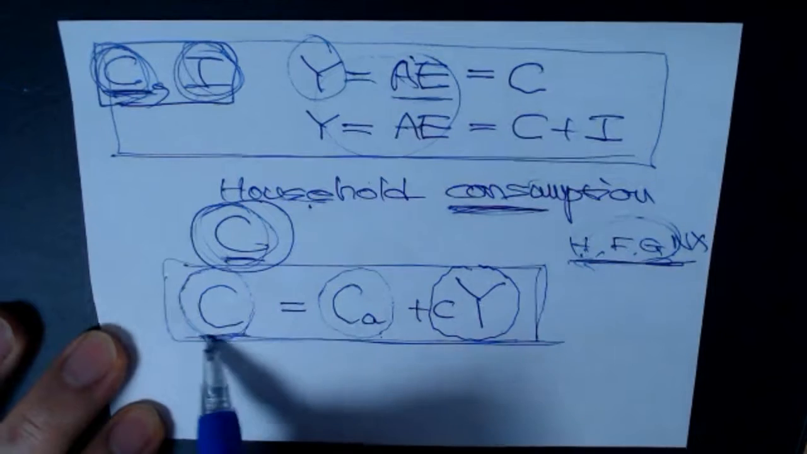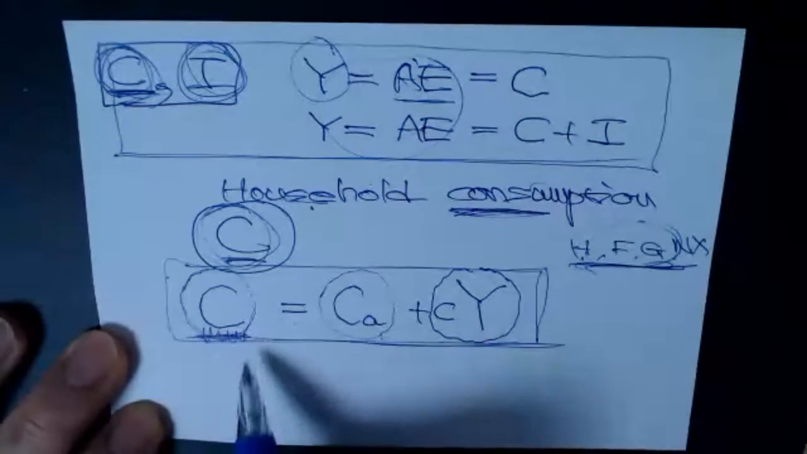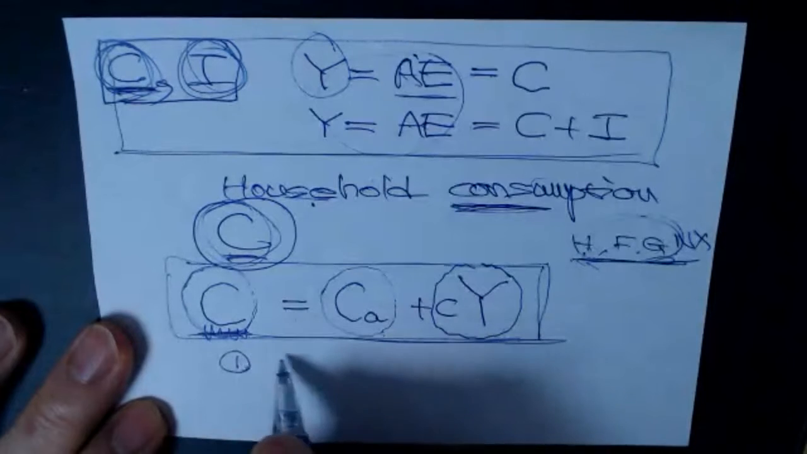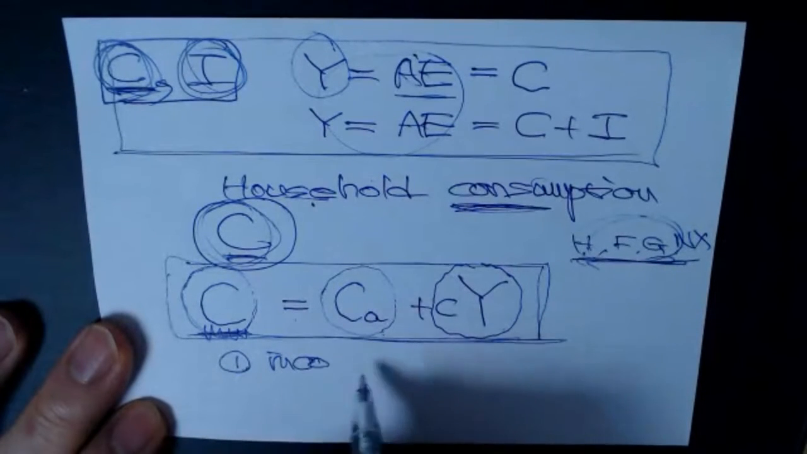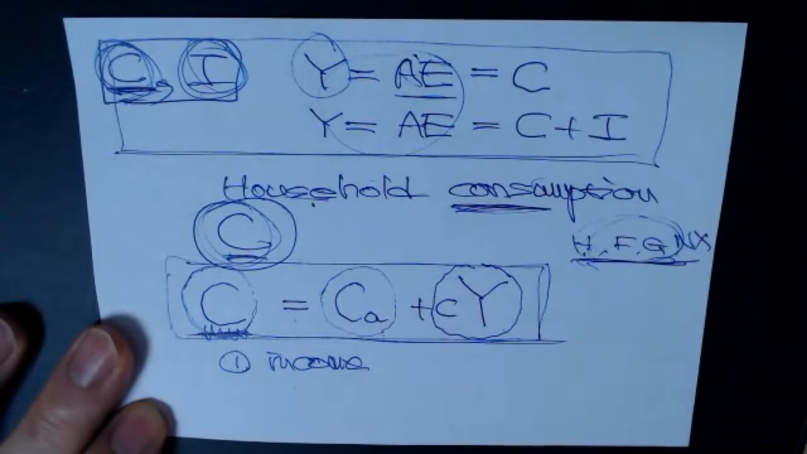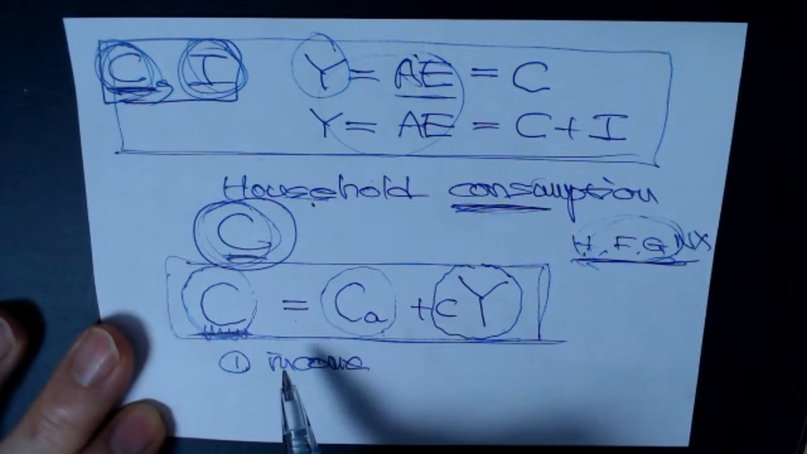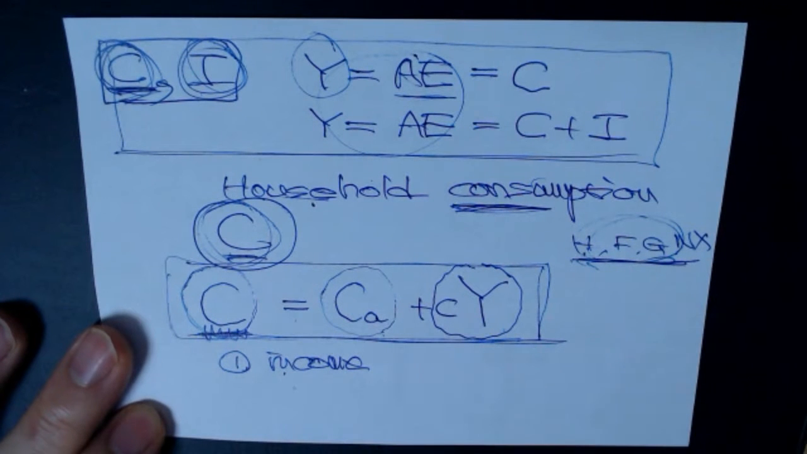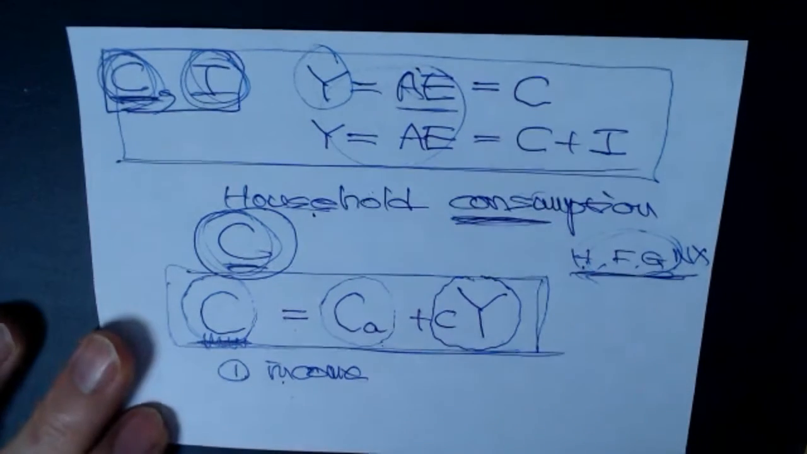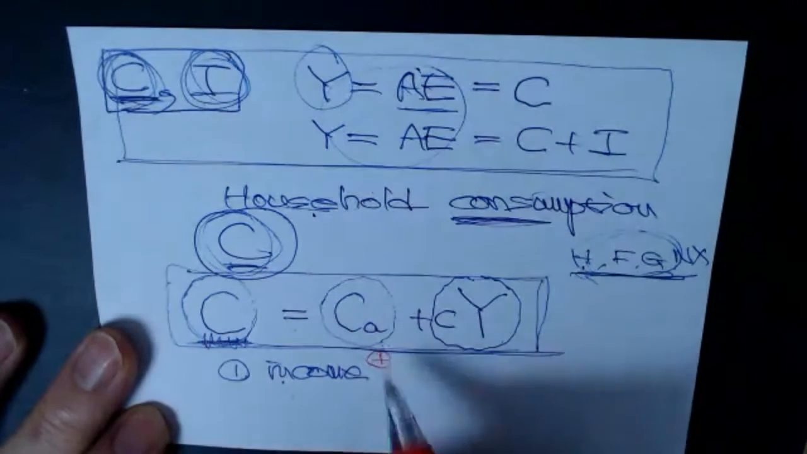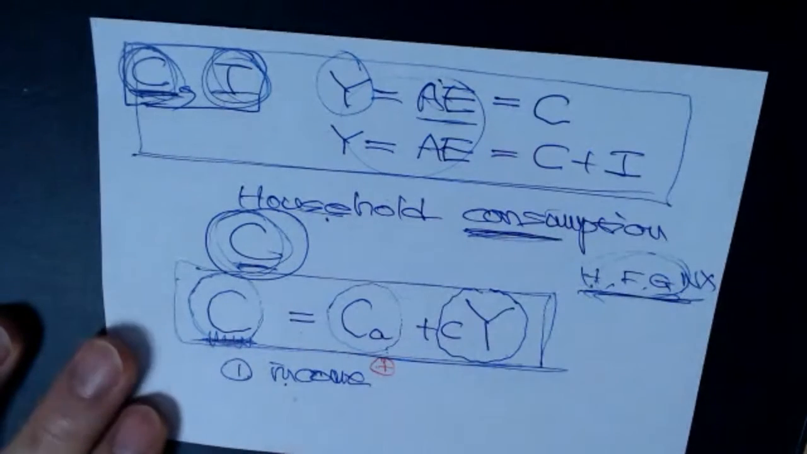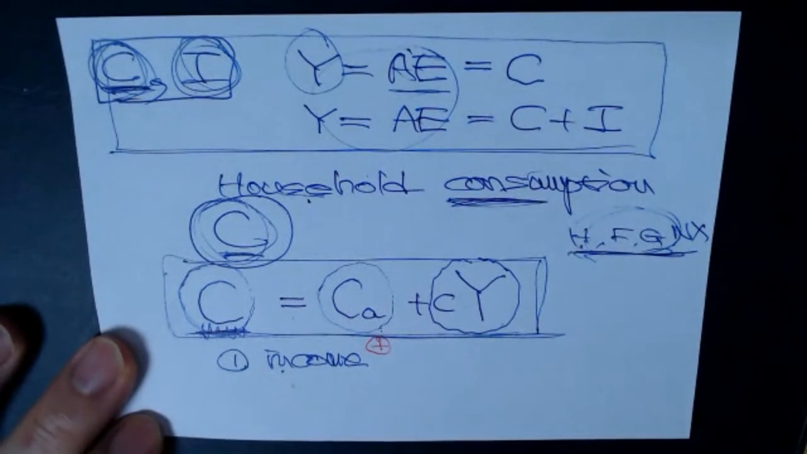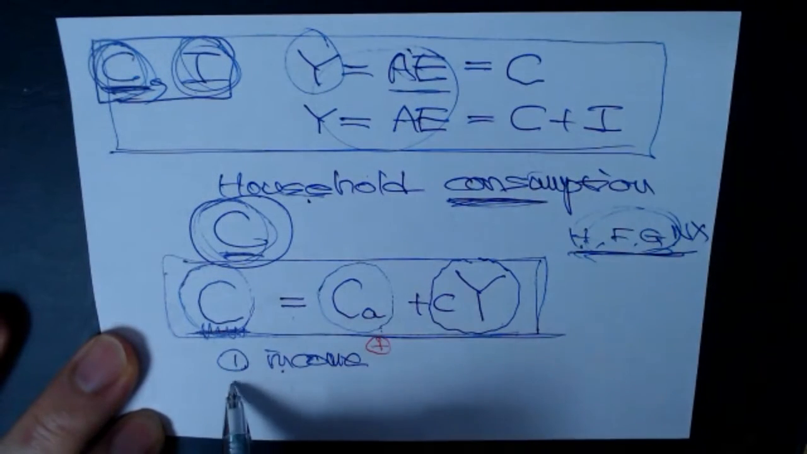So let's think about that. Total amount of consumption in the economy, what would affect it? First one, we say the income. If households have a higher income, they're likely to consume more. So we can have a positive relationship between consumption and income. What else?